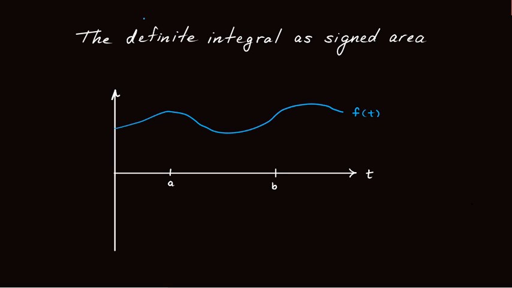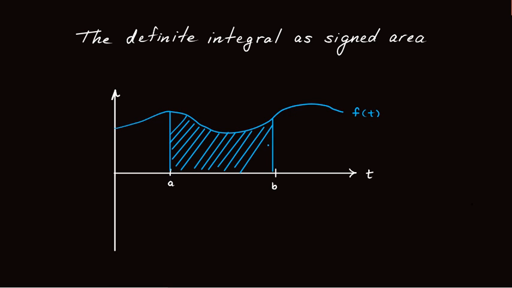Okay, in this video, we want to talk about the definite integral as signed area. In previous videos, we mainly talked about the fact that if you have a function whose graph is given like this blue curve, then the area between the blue curve and the x-axis, that's the definite integral. In particular, we're going to look between a and b.